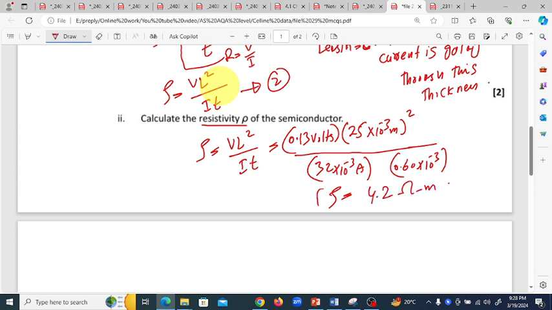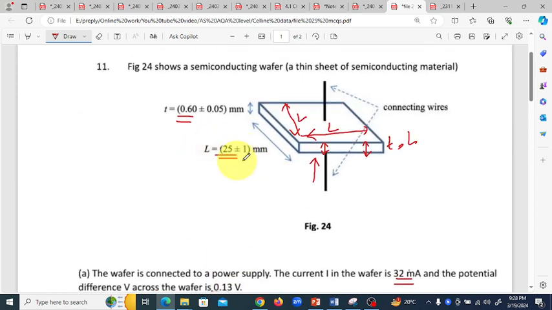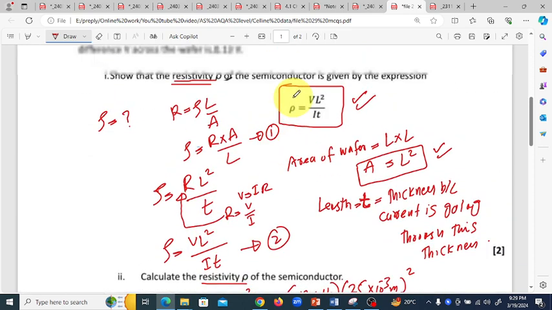So this resistivity is in ohm meter. In this question we have only the length and thickness given, so we can find the resistivity by using this equation: rho is equal to VL square over IT. Okay, thank you.